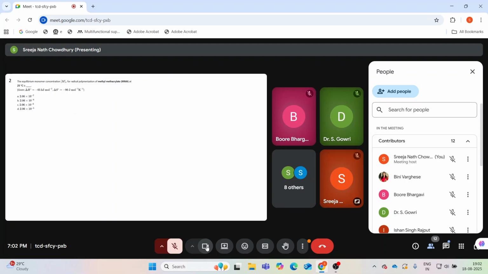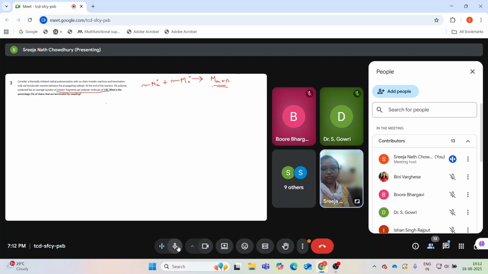So here, what is the percentage of the chains that are terminated by coupling? You try it, then I will solve it for you. So try it, 2 minutes I am giving you.